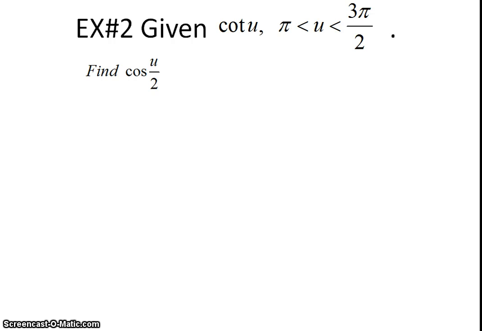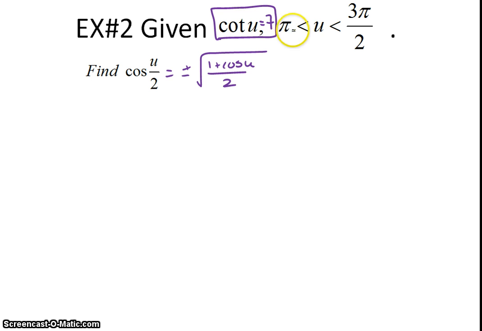Okay, so here we're going to find cosine of u over 2, so we are going to need to know the half angle formula for that, and that is plus or minus the square root of 1 plus cosine of u all over 2. Okay, so we need to find cosine of u over 2, given cotangent of u equals 7. Okay, so the given is that cotangent of u equals 7. And we know that u is between pi and 3 pi over 2.